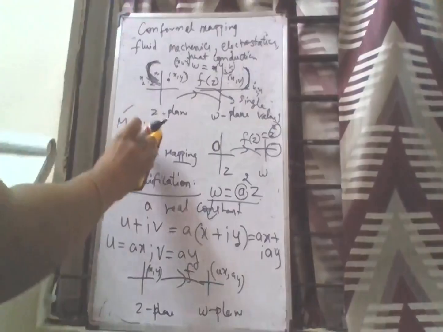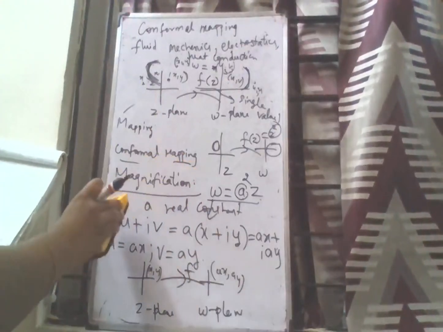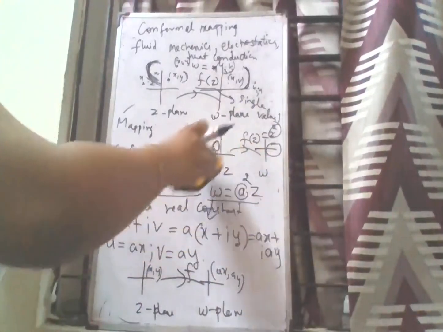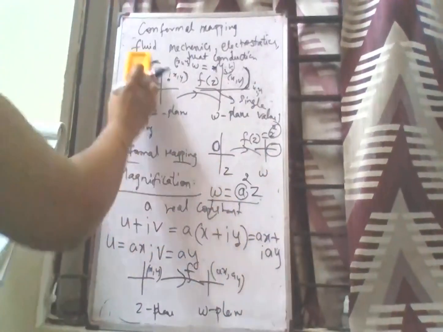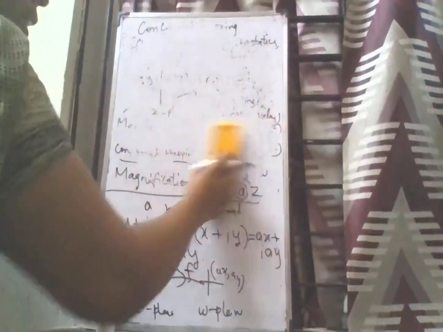So I told you conformal mapping, isn't it? What do you mean by conformal mapping? And then the next definition I said was magnification. Magnification means the transformation w equal to a times z is said to be magnification. Okay, with this I'll go for the other definition.